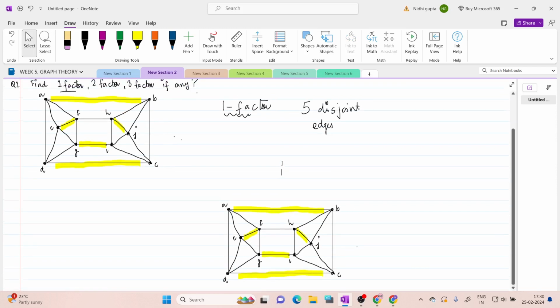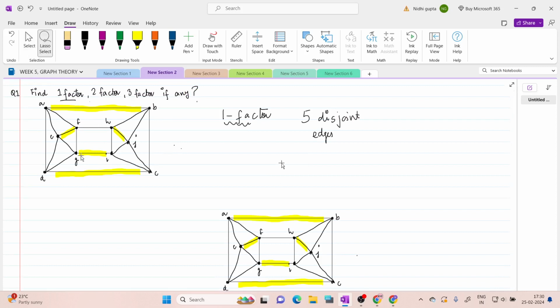So what do you think? Does this graph have a two factor? Two factor means a two regular spanning graph. So we have to find a two regular subgraph, which looks like basically cycles. All two regular graphs are disjoint unions of cycles.